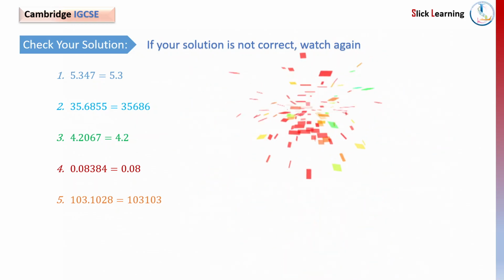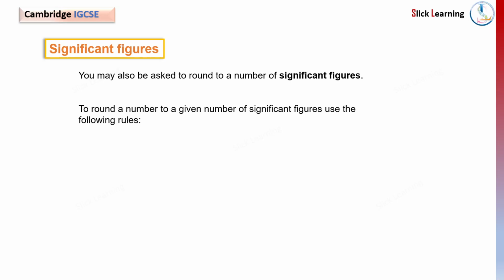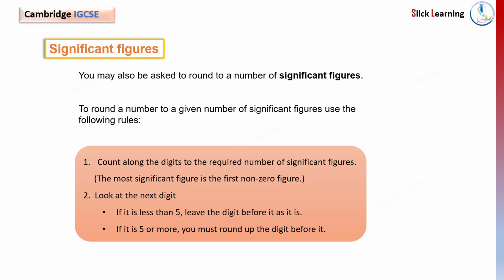Let's move on. The next topic we have is significant figures. Sometimes in the instructions it's written that you have to give the answer up to certain decimal places, but it can also include giving the answer up to a certain number of significant figures. So we have certain rules to find the significant figures of a given number. So let's see what those rules are. First of all, we will be counting the digits up to how many significant figures the question is asking.